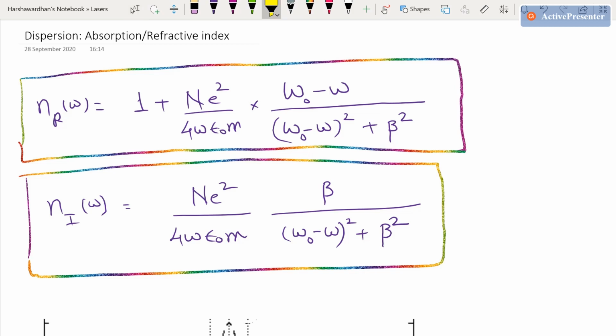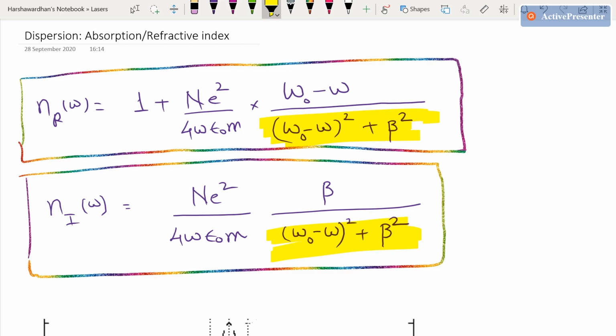If you look at both the expressions, they share a common denominator. You can clearly see that the real part as well as the imaginary part has this (omega naught minus omega) whole square plus beta square. This is a common denominator. Clearly, there is a dramatic change in the frequency dependence when omega equals omega naught, because the denominator becomes the smallest and hence the response becomes the largest. We will of course look at both these quantities separately.